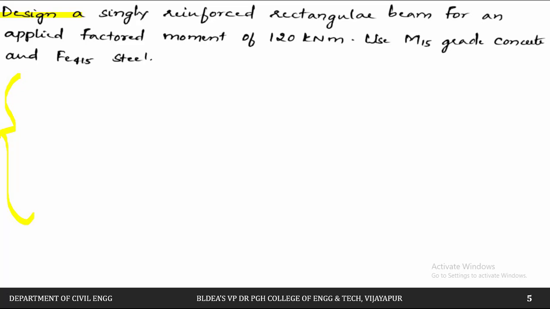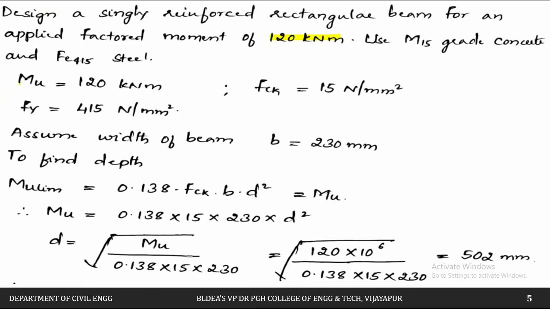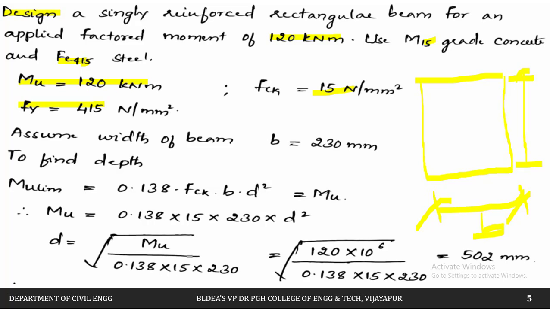So our moment is 120 kN meter. FCK is 15 and steel is 415, therefore Fy is 415. So design a section means, if you take one beam, this is the beam we have now. What should be the width of the section? What should be the depth of the section? And what reinforcement we have to put? These three things we have to calculate. Design means these three things we have to calculate.